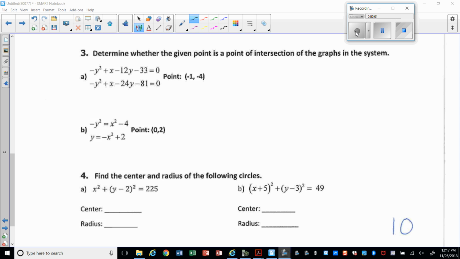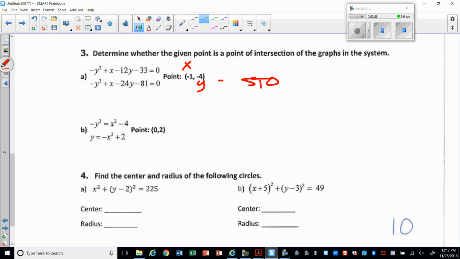The next problem, we're checking to see if this point is an intersection. That means, does it make the equation true? So I'm given an x value and a y value. I'm going to use my store function, and I'm just going to substitute in to make sure it's true.